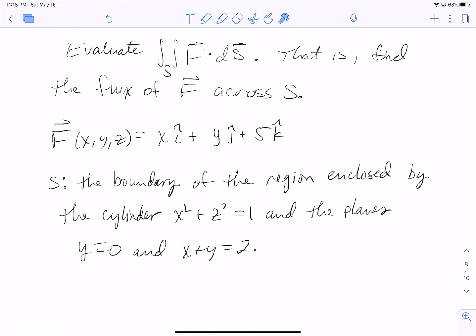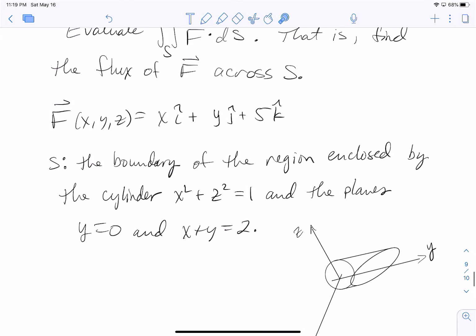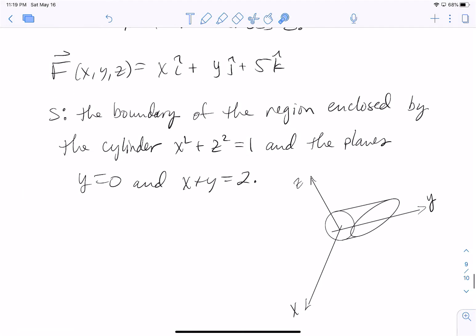First, let's understand our S. It's the boundary of a region enclosed by a cylinder and two planes. One plane is y equals 0, so a vertical plane, and the other is an angled plane with the trace in the xy plane being x plus y equals 2, that line. I have this drawing here. This is what it is. It's basically like a lipstick.